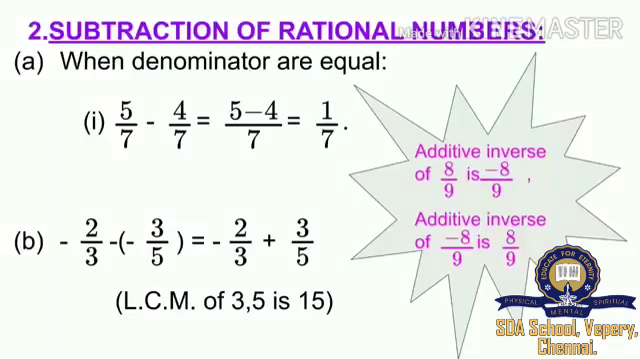Next, we are going to learn about subtraction of rational numbers. Here also we have two cases: when denominators are equal and when denominators are unequal. First, we learn about equal denominators. 5 divided by 7 minus 4 divided by 7. If we subtract 5 minus 4 divided by 7, the answer will be 1 divided by 7.